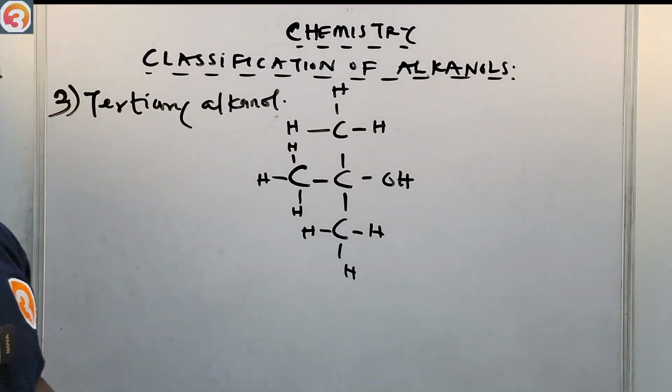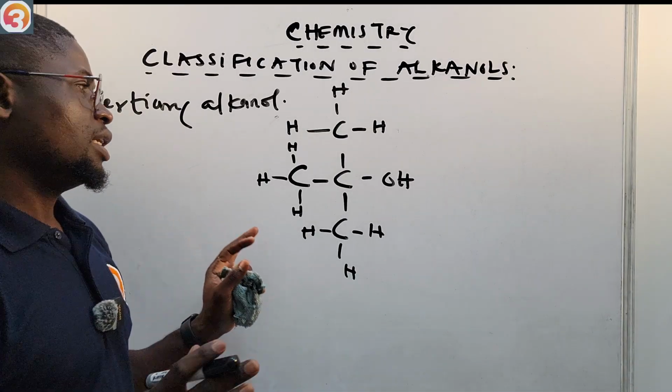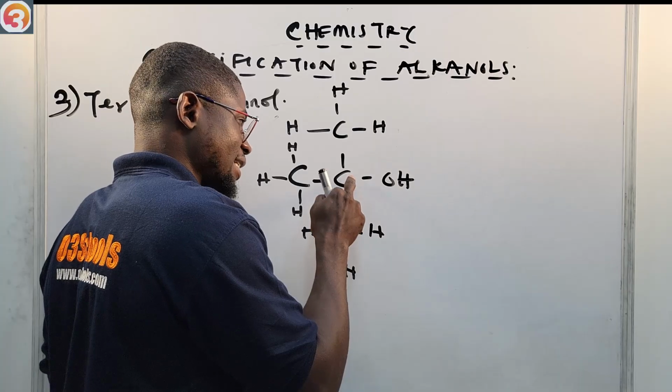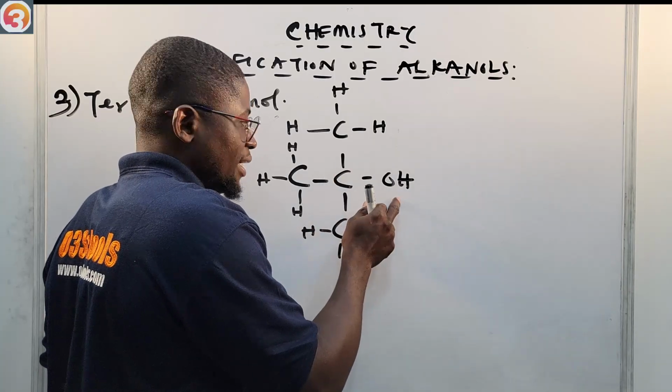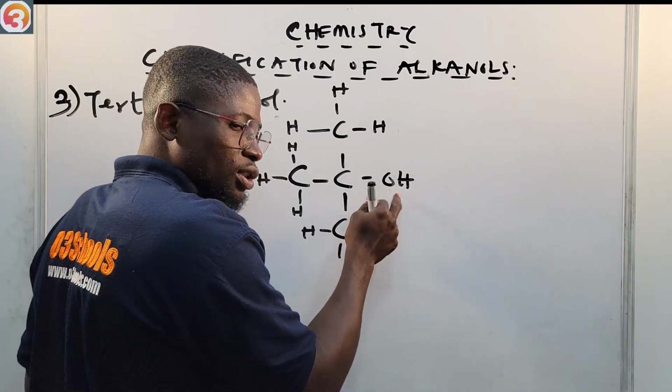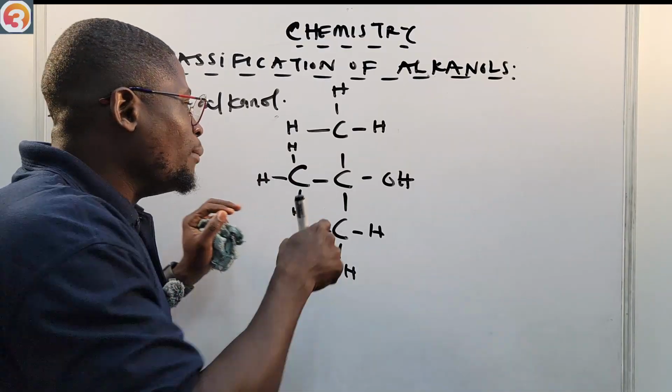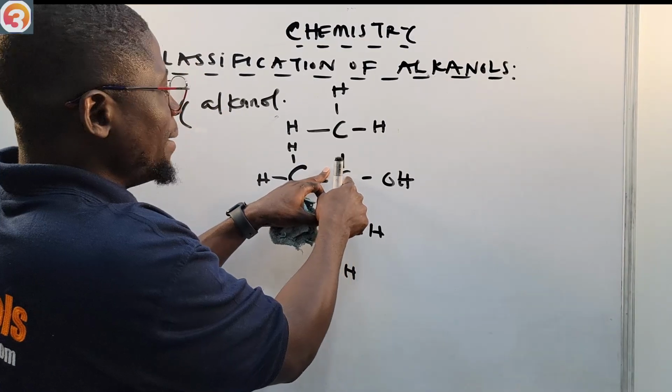But how do we know it's a tertiary alkanol? The first thing, like I told you to do, is to locate the carbon bearing the OH group. Where is the carbon? This is the one. This is the carbon bearing this OH group. Now, how many alkyl groups are bonded to this carbon atom bearing this OH group?